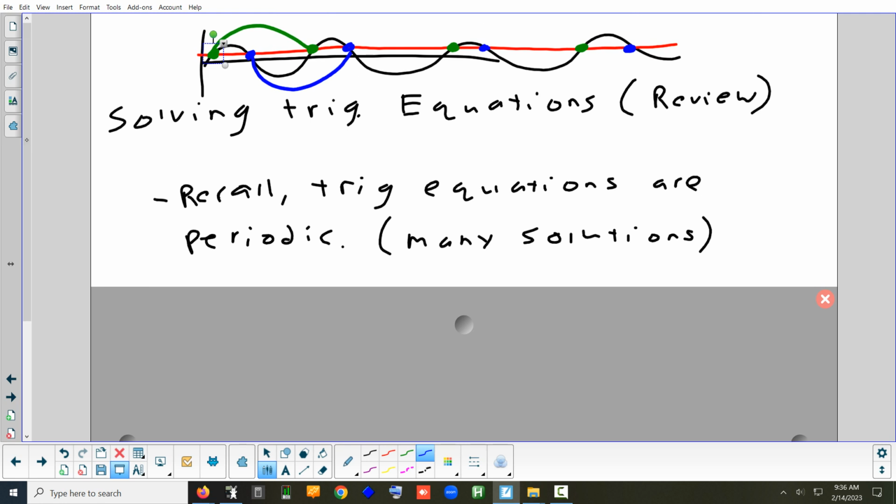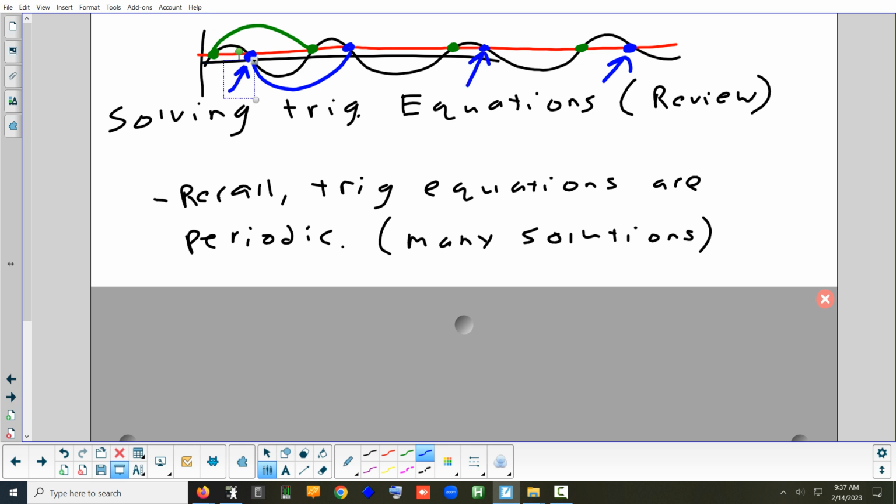So if you wanted to get this answer, say right there, and you had this answer, how many periods away is that answer from that answer? It would be 3. So you would have to add 3 copies of the period to get that answer if you knew that one.